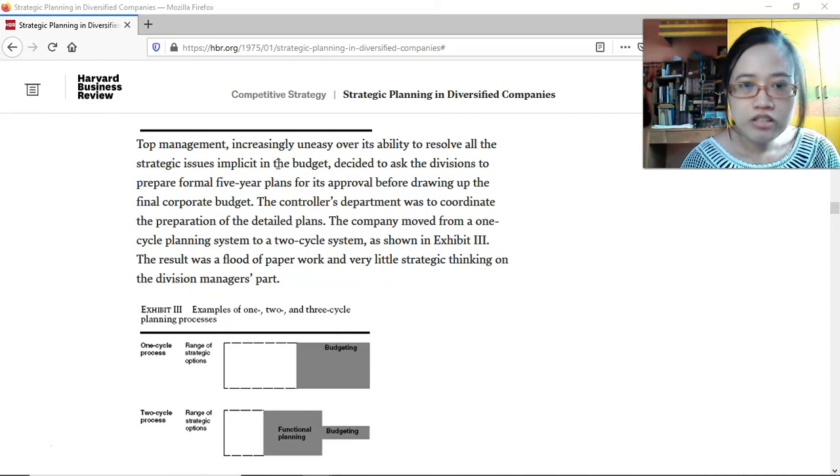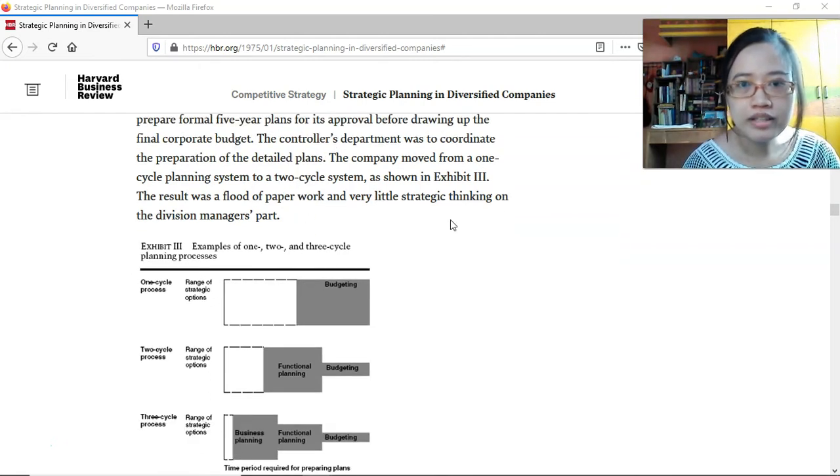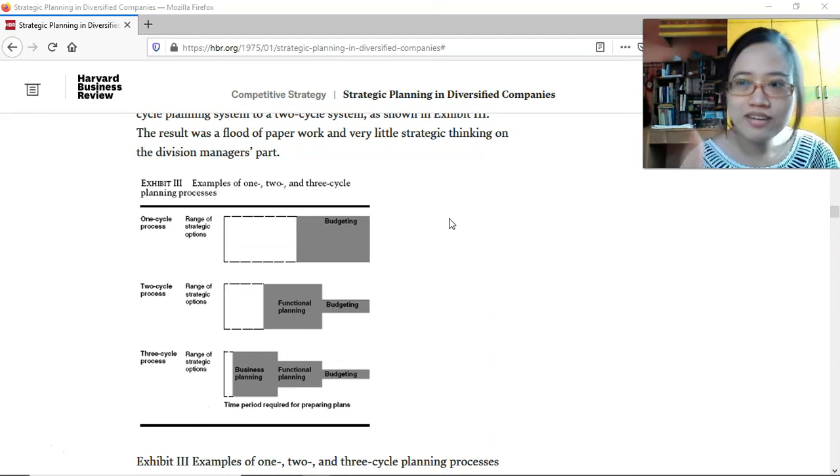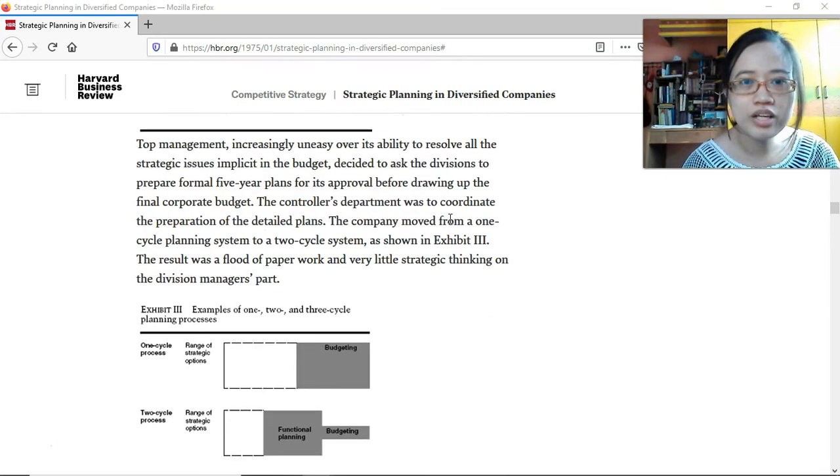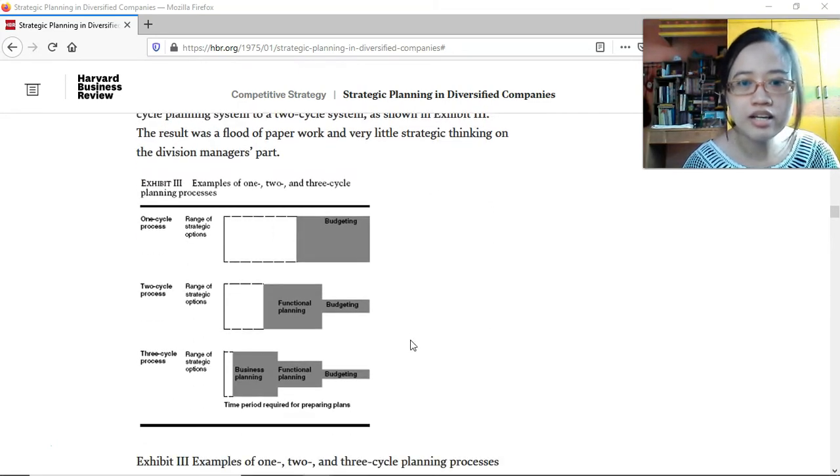So, top management increasingly uneasy over its ability to resolve all the strategic issues implicit in the budget. Lalo na kung marami naman kasi talagang divisions, maraming functional areas, so mahirap talaga, okay, for diversified corporations. So, ayan. So, they normally ask for 5-year plans, ganyan. Pero for budgeting, normally 1 year lang yung requirement. Okay? So, merong mga companies, if they don't want too much paperwork. So, ayan, merong 1 cycle, 2 cycle, saka 3 cycle.